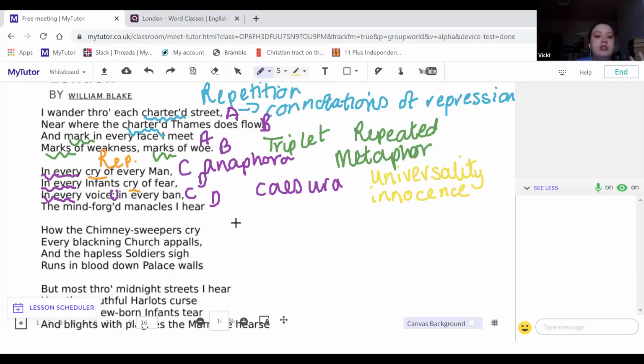So the mind-forged manacles I hear. Can anybody tell me what on earth that means? Because I think that's super tricky. So it's a metaphor. You might want to tackle it in two parts: mind-forged as one, and then manacles, and then add them together.